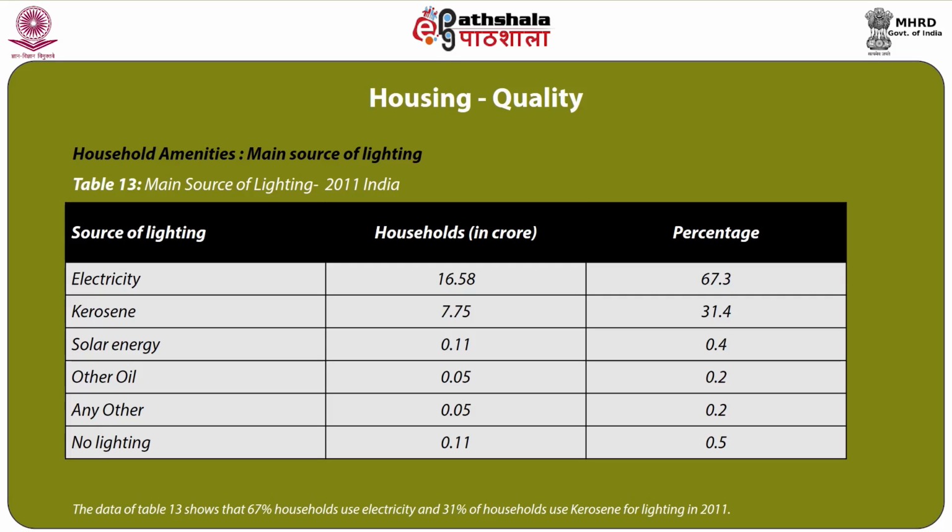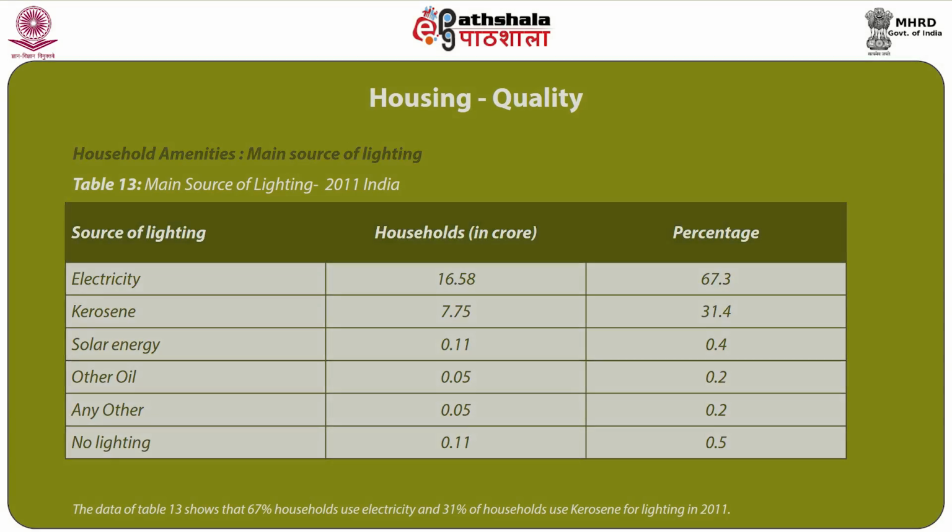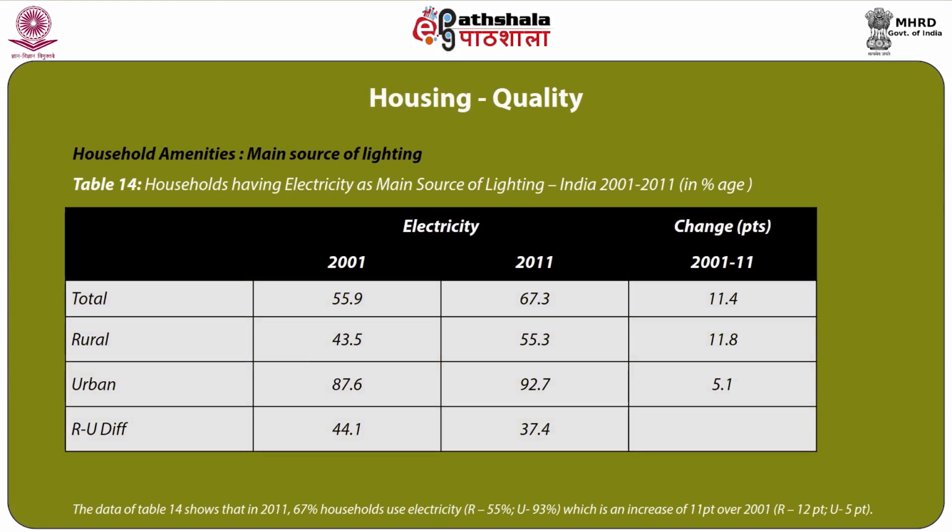The categories are electricity, kerosene, solar energy, other oils, any other, and no lighting. The data of Table 13 shows that 67% of households use electricity and 31% of households use kerosene for lighting in 2011. Table 14, households having electricity as main source of lighting, 2001 to 2011.